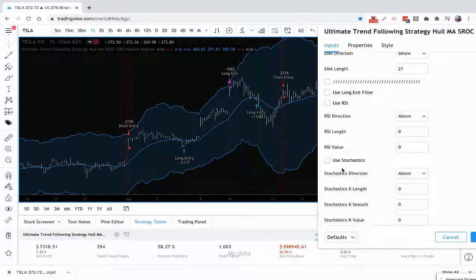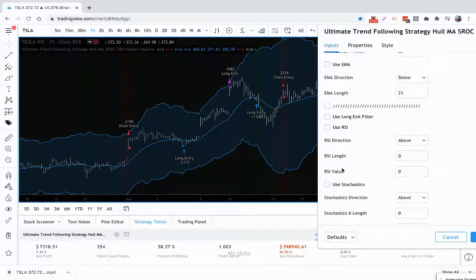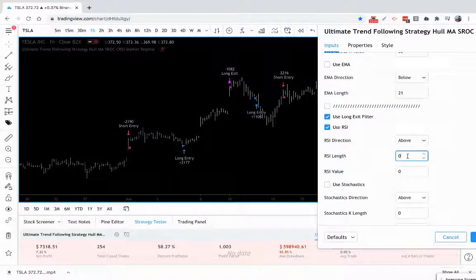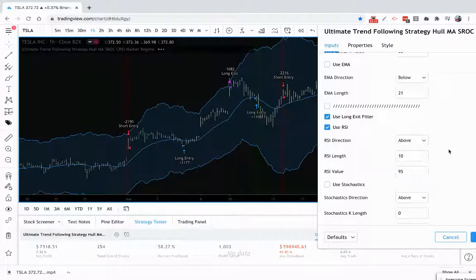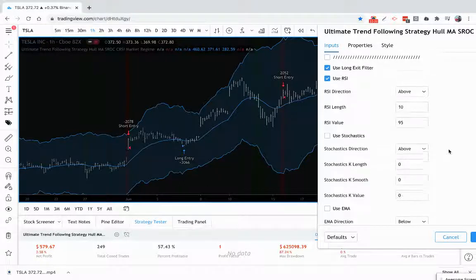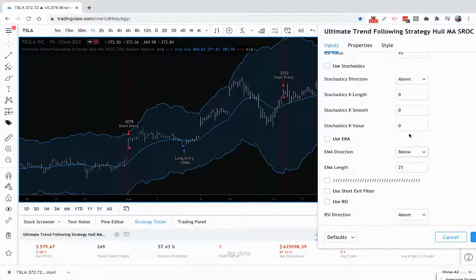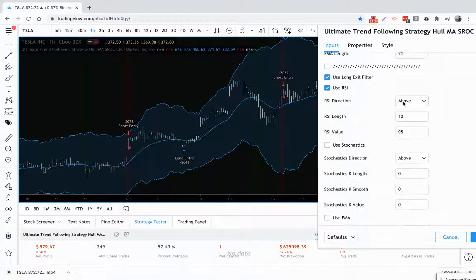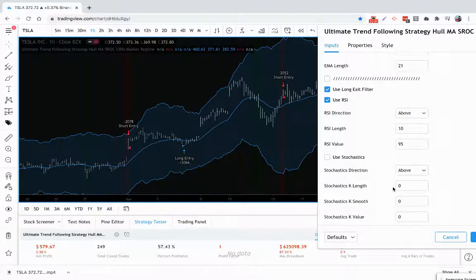And then we have the long and short exit filters, and these are for if you don't want to exit a trade based on certain criteria. So if you don't want your longs, say, to exit if they reach above, let's say, an RSI of 95, above 95 on a 10 length, and you don't want to exit just yet, you can have that be an exit filter. Same thing for the shorts. You could use EMA, stochastics, or RSI. For those, you can go above, below. So there's many different options here on how to use it.